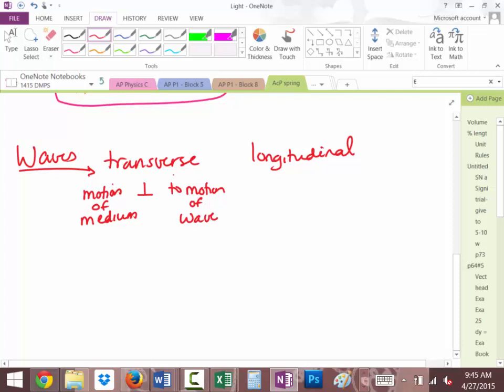So if I have a string, and I'm going to make a transverse wave, I move it like this, and the wave moves that way. That sounds familiar to you? Yeah? Longitudinal? What is that one? It's opposite. It's the parallel one, right?